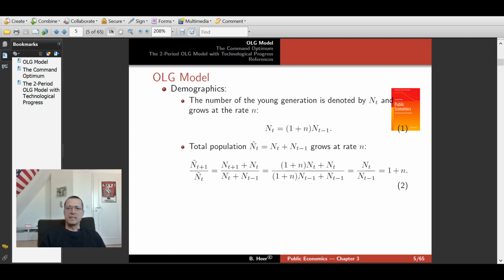Ñ_t is equal to the number of young people, N_t, born in period t, and the number of old people, who were the young people in the previous period, t minus 1. So you add up N_t plus N_{t-1} to get total population, Ñ_t, and it's easy to show that this also grows at n. So total population and young population and also old population all grow at the common growth rate n.